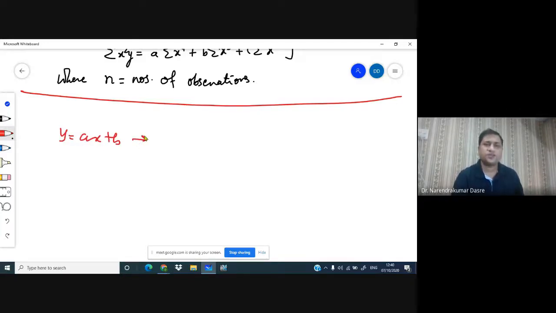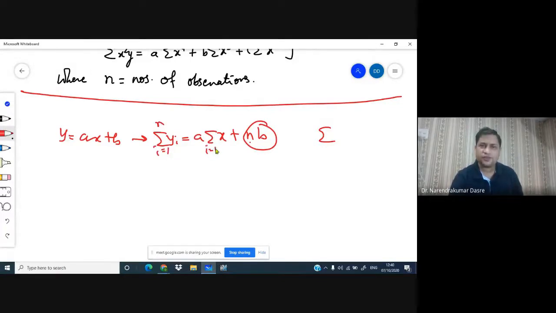What is the first normal equation we got? We got summation y is equal to a summation x plus nb. So what is this nb? Here you have summation of yi, with i running from 1 to n. So here you will have b running from 1 to n, that is b plus b plus b plus b, n times, which is the same as n times b. And that's why I have written n times b directly.